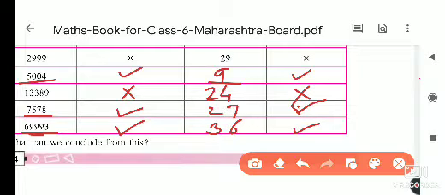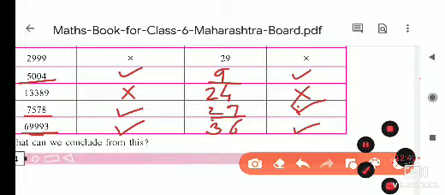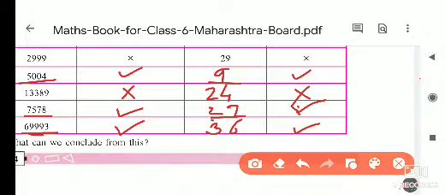Now the next number, 7578. Its sum is 27, which is also divisible by 9, so the number is also divisible by 9. Now the next number, 69,993. This number is divisible by 3, and its sum of digits is 63, and it is also divisible by 9.